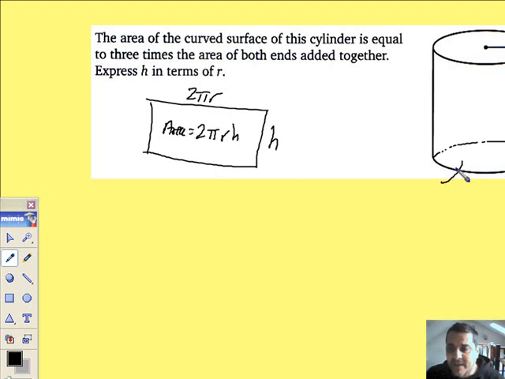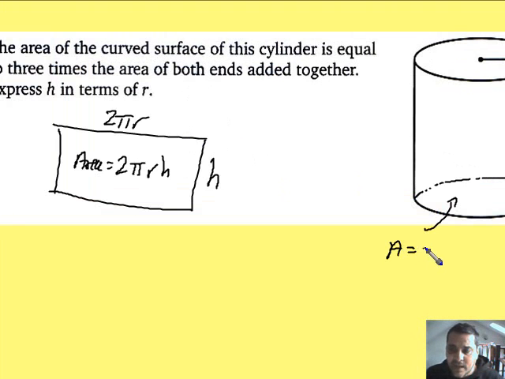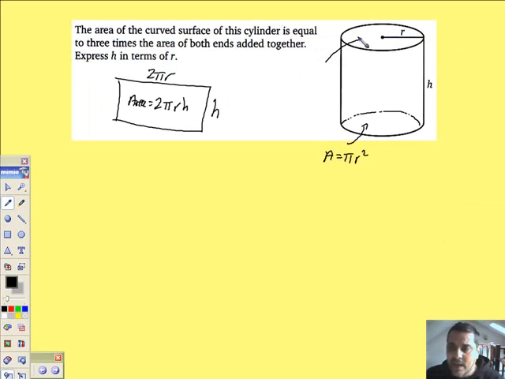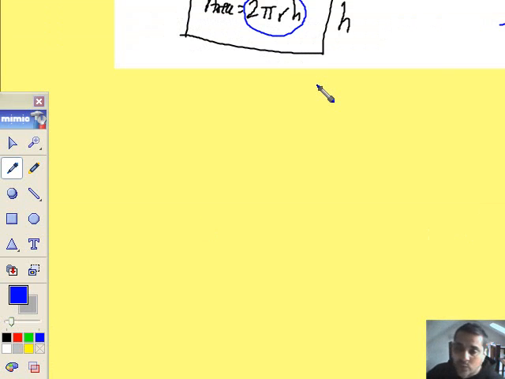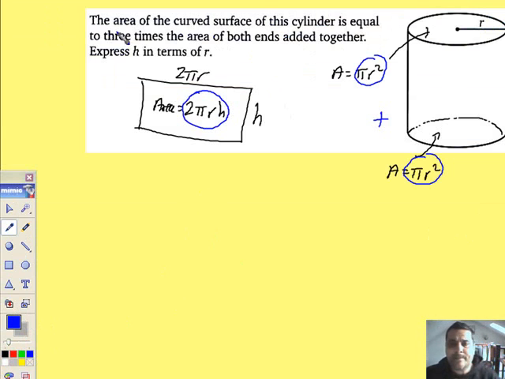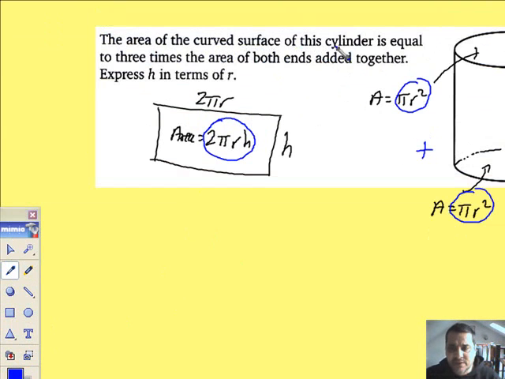Have you got that? Now the area of the bottom part of the circle, you know that, A equals pi r squared, and you know the top part as well, A equals pi r squared. So the surface area of a cylinder is pi r squared plus pi r squared plus that part alone, right? These three things all added up make the surface area of a cylinder. And let's just decode what's going on here. And I think I'll write in blue down here. The area of the curved surface is equal to 3 times the area of both the ends added together. Right, these are the ends added together.